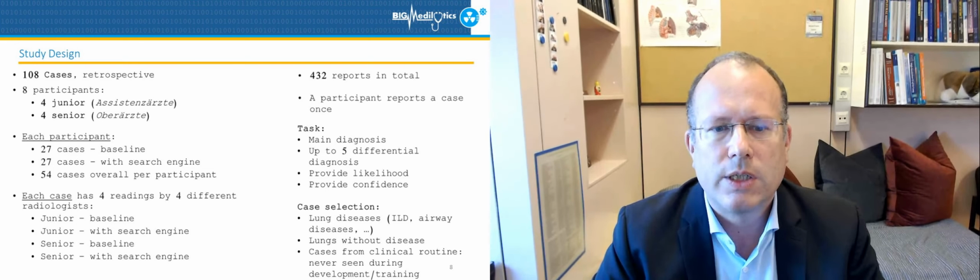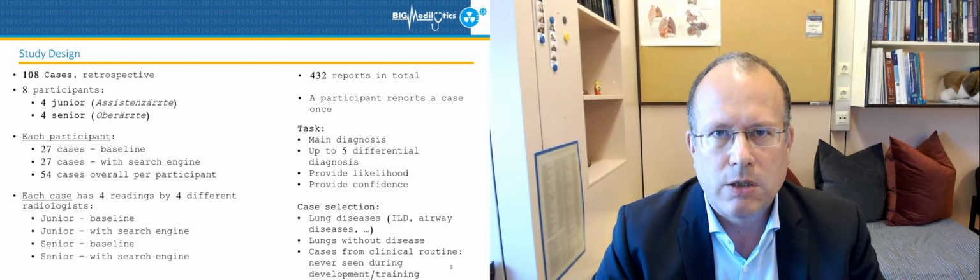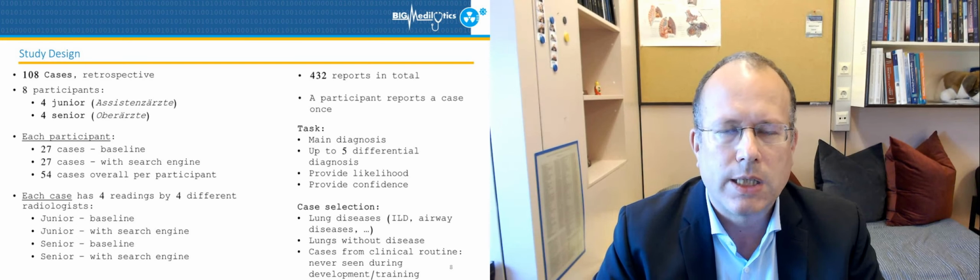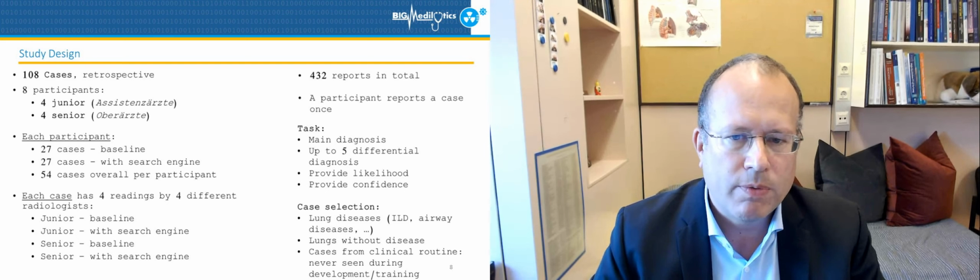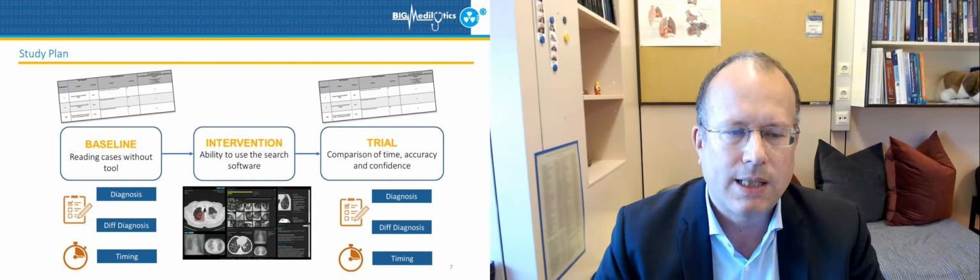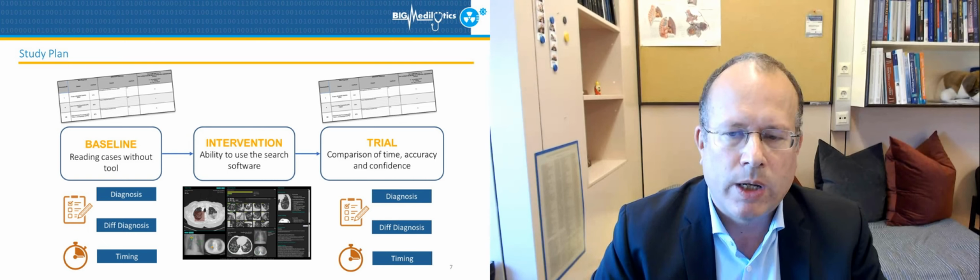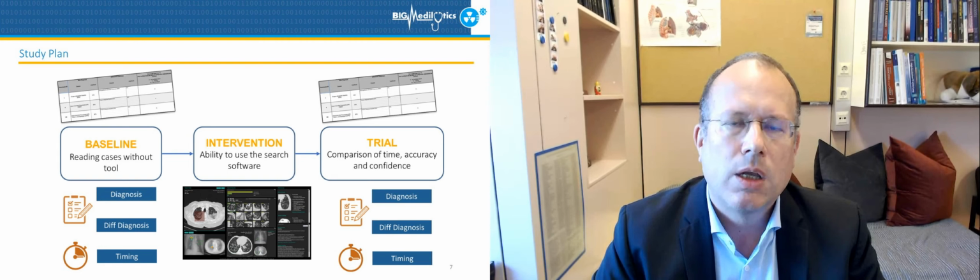The cases we selected for this study were quite diverse. I mentioned already ILDs, interstitial lung diseases. There are so many of these, but we also included airways diseases and healthy patients. And this is the study set I was talking about. This is the baseline, on the left side here, where the radiologists were not able to use this search engine, and they had to come up with a diagnosis, a differential diagnosis. And we also recorded the time it took to come up with a diagnosis.